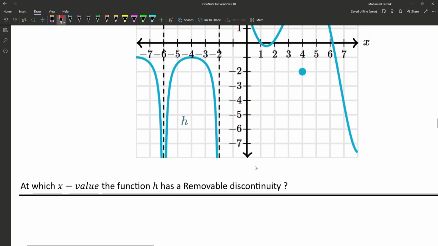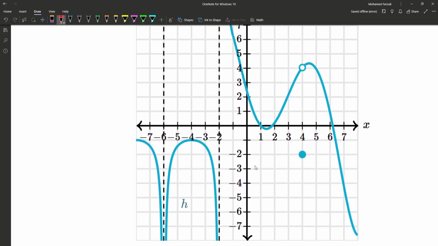Next one, removable discontinuity. Okay, this function is discontinuous at -6.